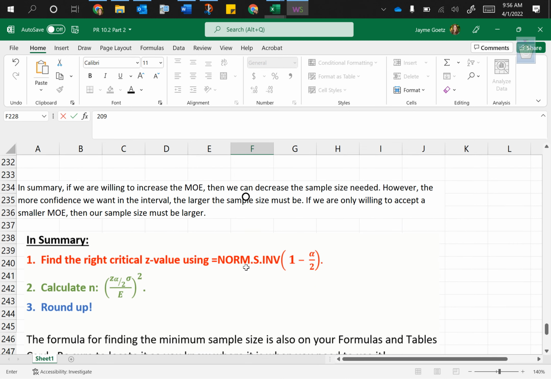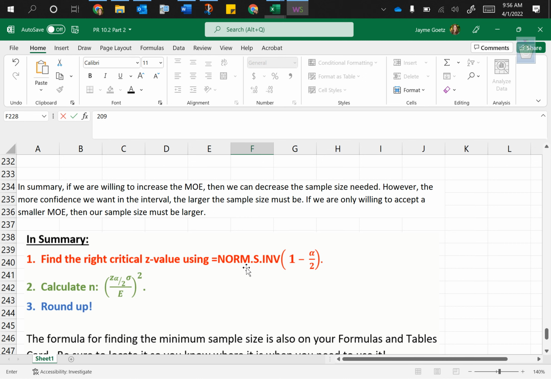In summary, if we are willing to increase my margin of error, like if we're willing to increase how much error I want, then we can decrease the sample size needed. Okay, if you're okay with a little bit of error, you can use a smaller sample size. However, the more confidence we want in the interval, the larger the sample size must be. If we are only willing to accept a small margin of error, then we need to be okay with having a larger sample size. All right?